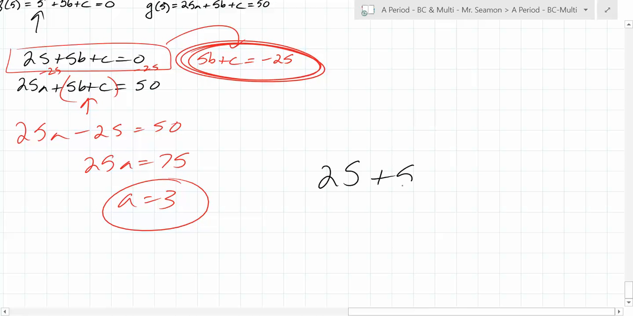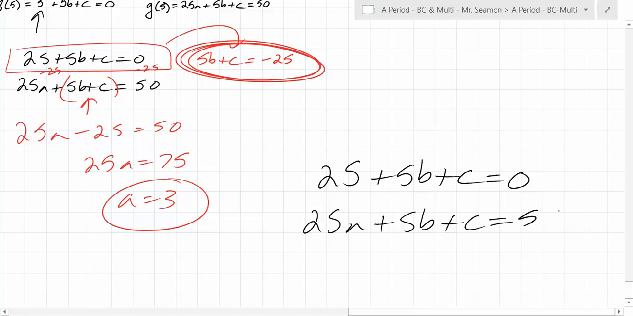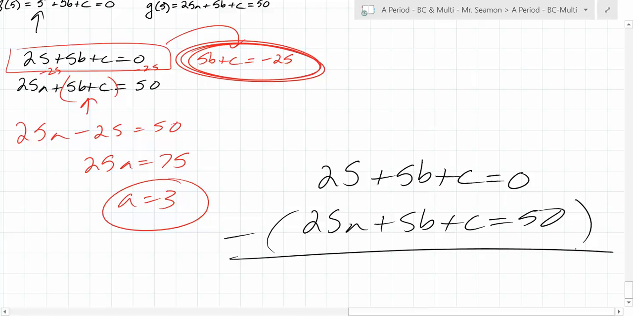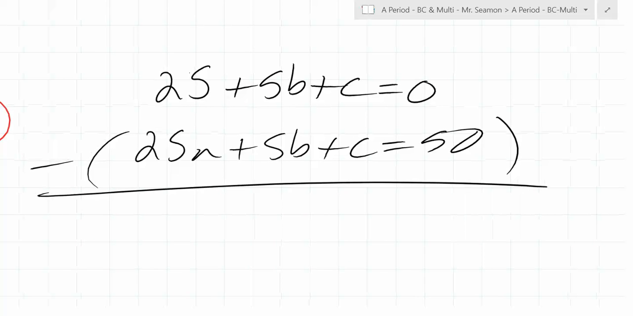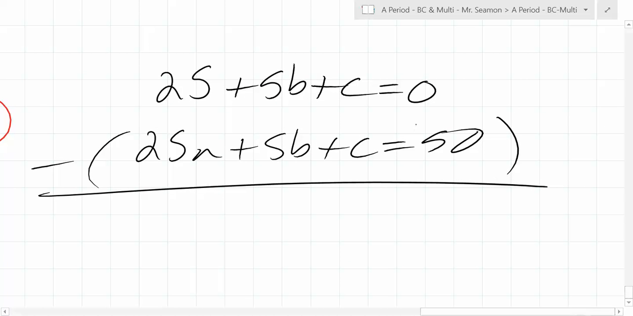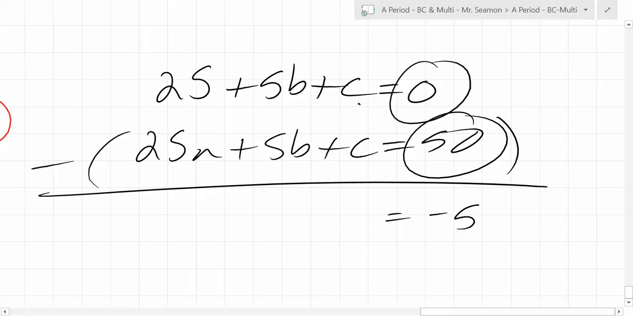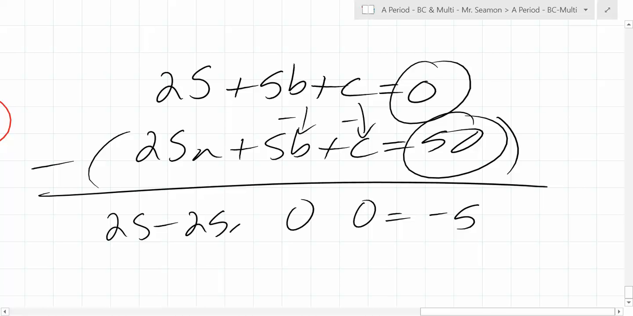How many people have done linear combinations before in their algebra class? Anybody? Maybe? This is important, here's the other method. You see this right here? You can subtract equations. What's 0 minus 50? What's c minus c? 0. What's 5b minus 5b? 0. What's 25? Oh, it's 25 minus 25a. Look what we have.